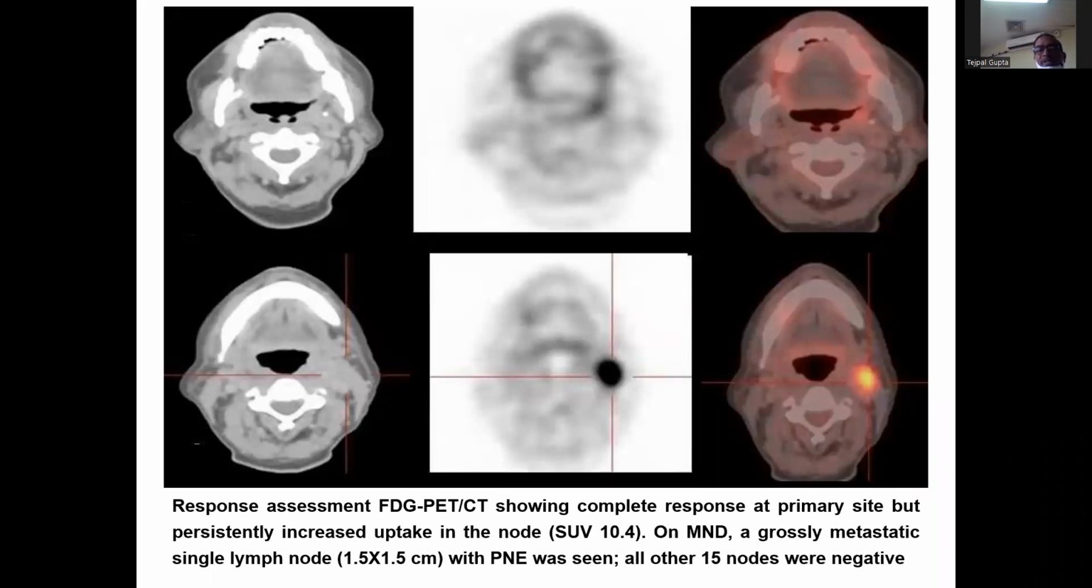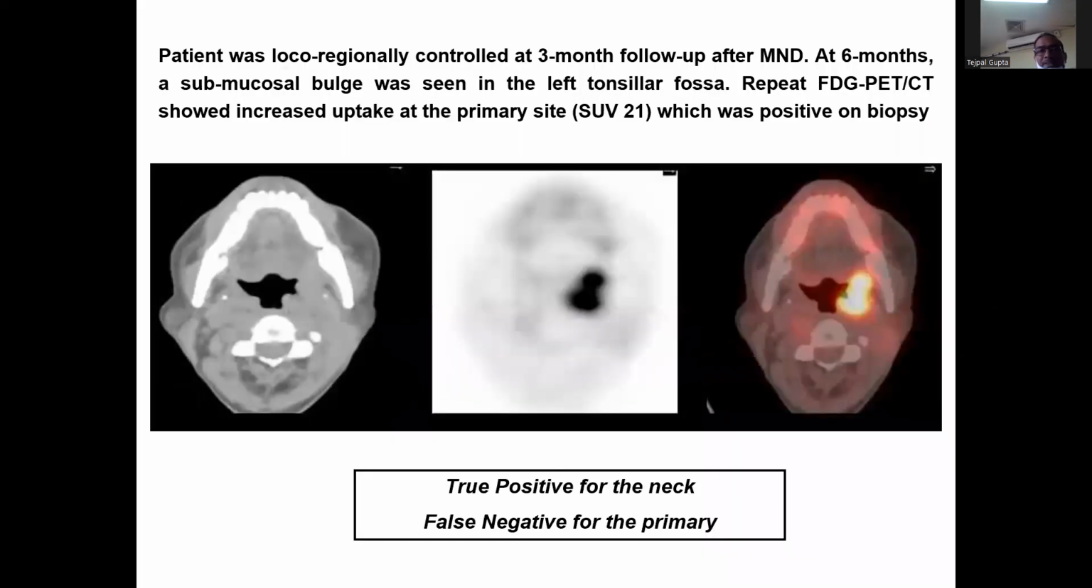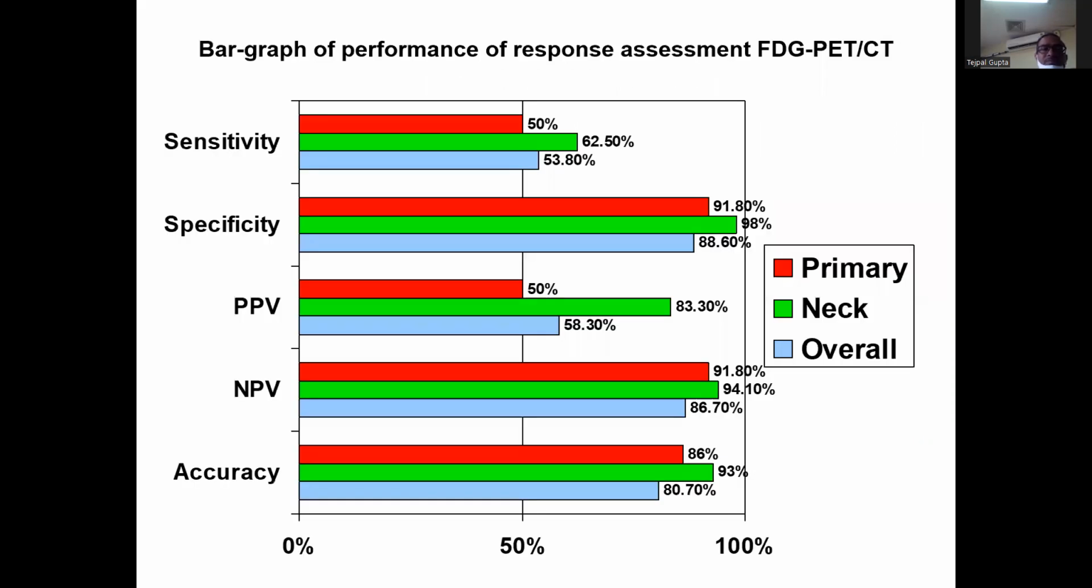But this PET scan had also showed complete response at the primary site, but within 6 months of MND, a local recurrence was detected, which means the first response assessment scan was false negative for the primary site. So it was true positive for the neck, but it was false negative for the primary. So these are the metrics of sensitivity and specificity, positive predictive value and negative predictive value separately for the primary site, the neck, and combined primary and overall.